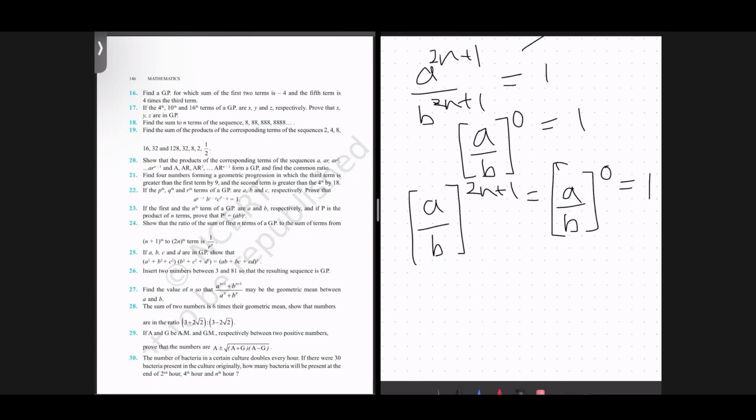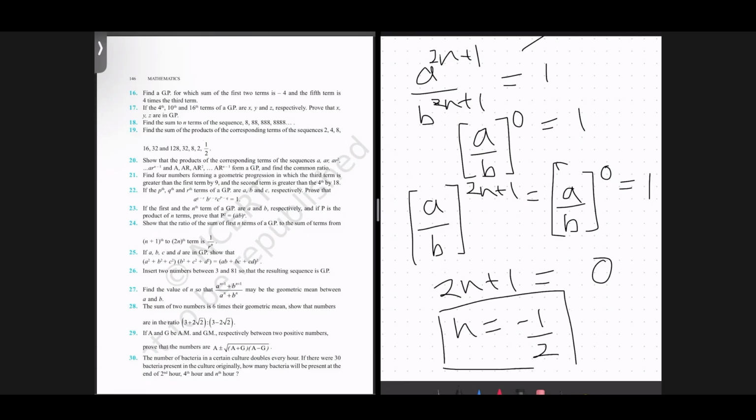So, can you say that 2n plus 1 equals 0? Correct. So, n equals minus 1 by 2. So, for the value of n equals minus 1 by 2, a raised to the power n plus 1 plus b raised to the power n plus 1 upon a raised to the power n plus b raised to the power n is going to be the geometric mean between two numbers. Correct. So that was the solution.